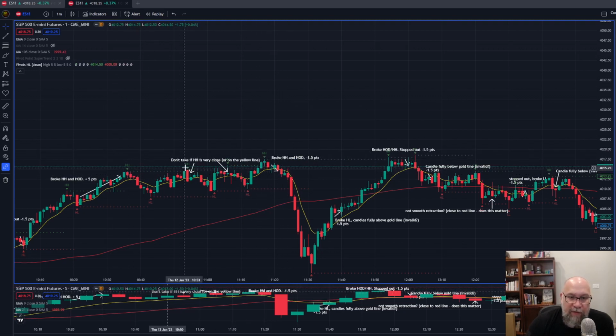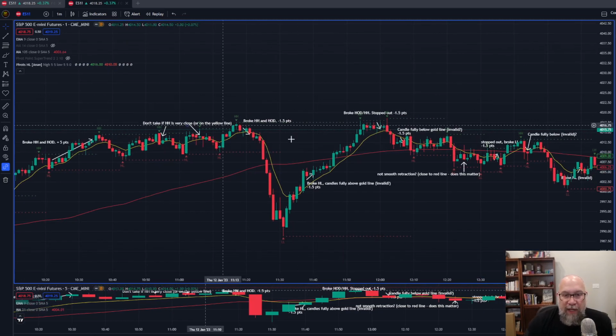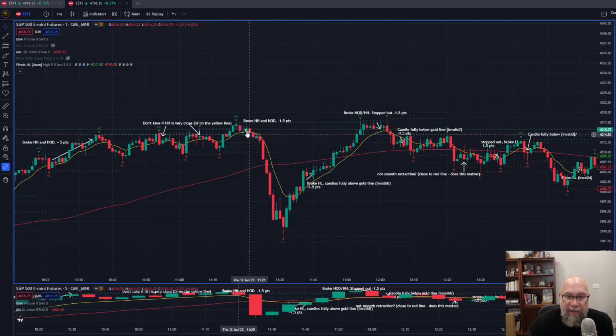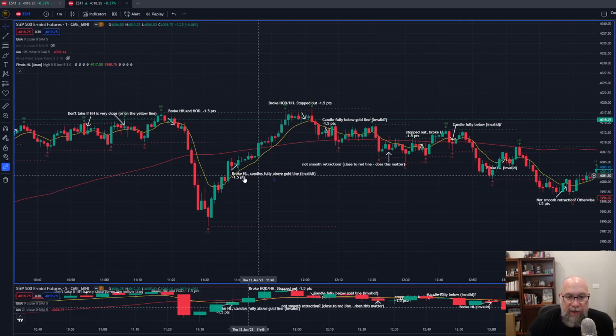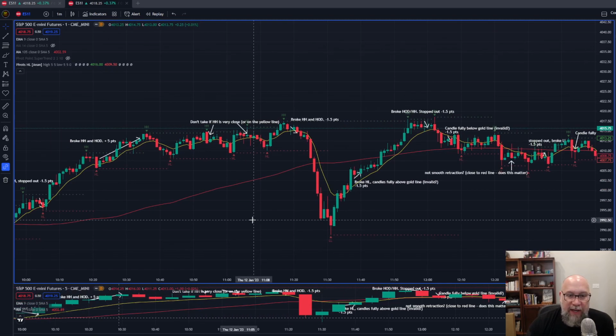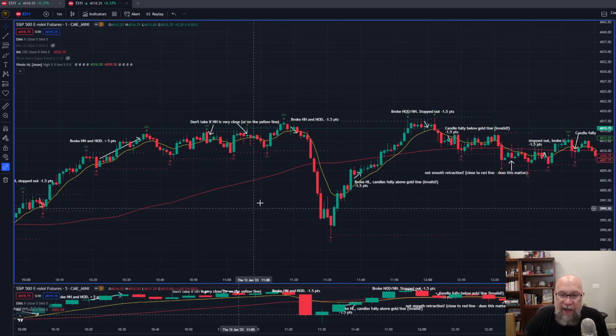But from 1450 to 1525, and then to 16, probably those three are just the same, and maybe even all four are the same. But I counted one in here: we broke the higher high and then started retracting. We got in, we took the loss. And here we broke the higher low. So again, I don't know if this counts.